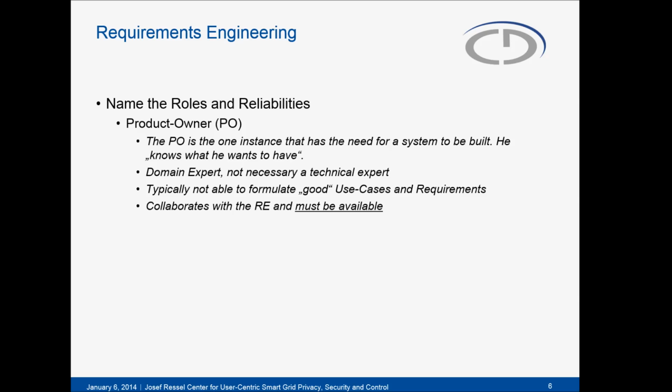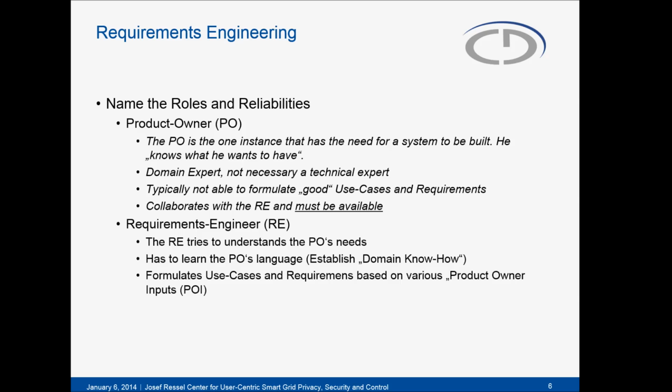Typically, the product owner is not able to formulate good use cases and requirements as we are willing to work with during requirements engineering. So it is basically our job as engineers to pick up the ideas and inputs from a product owner, to analyze them and to transfer them into good use cases and requirements. A very important responsibility of the product owner is that he collaborates with the requirements engineer, and he must be available in order to answer questions.